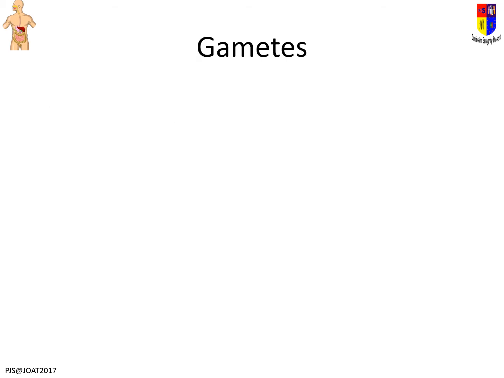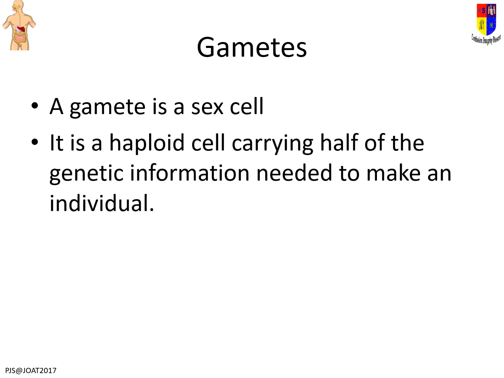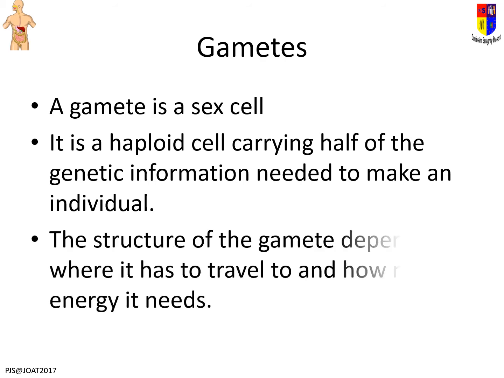So the particular cells that are these haploid cells are gametes. Gamete is the general term for a sex cell. So that's a cell that is going to be used to pass on genetic information in reproduction. So it's a haploid cell with half the information that you need to make that new individual. The structure of the gamete is really quite drastically different depending on whether it's a female or male gamete. It really depends on where it has to travel and how much energy it's then going to need to do that.